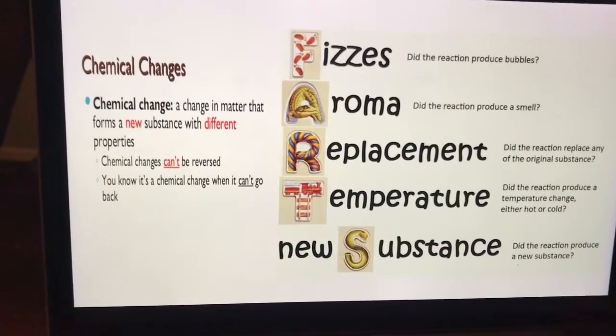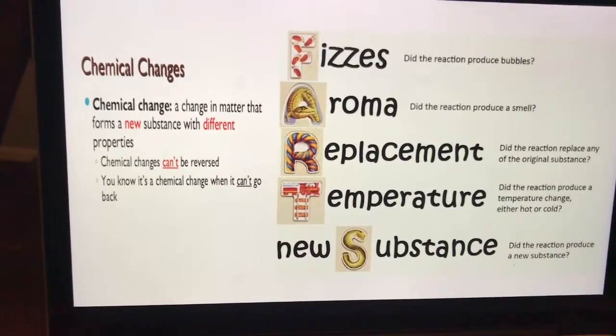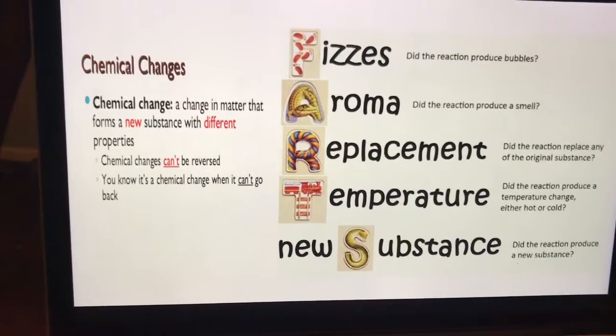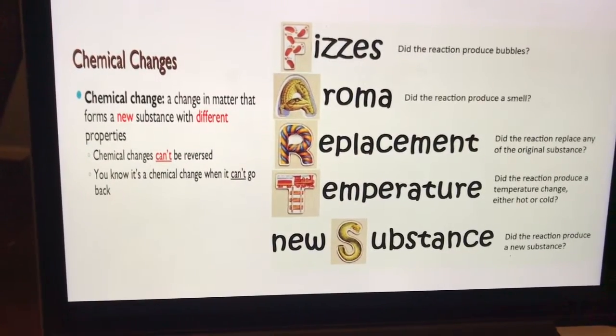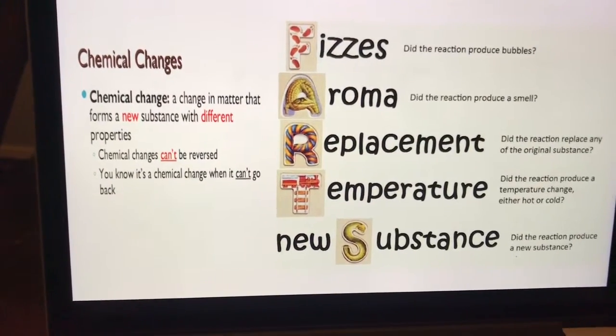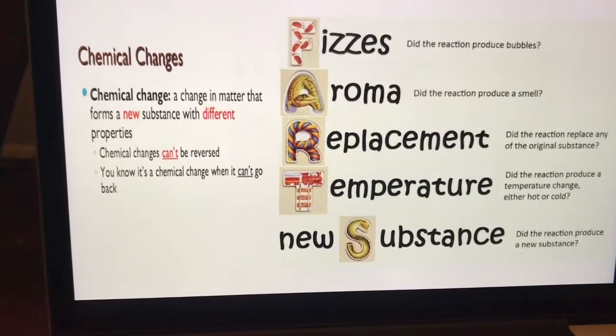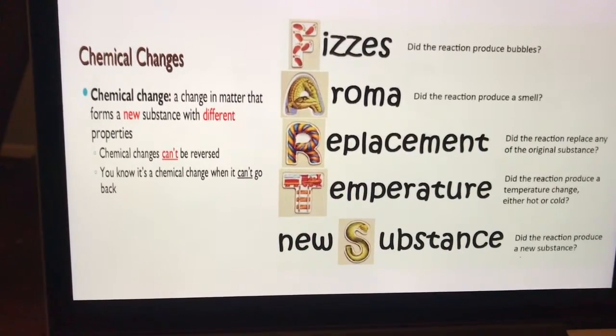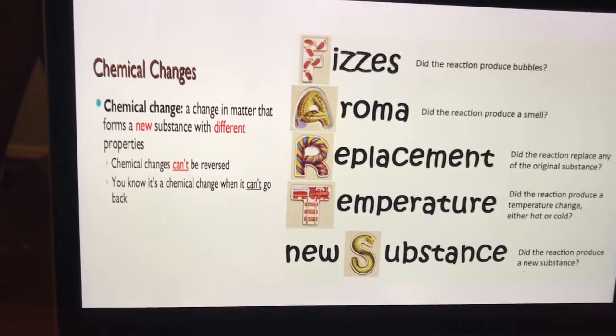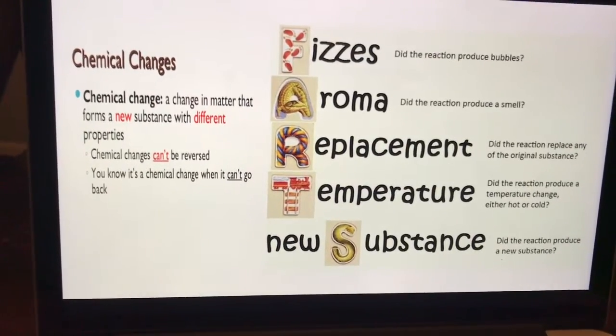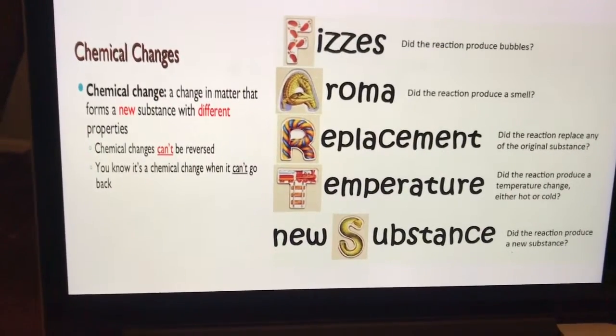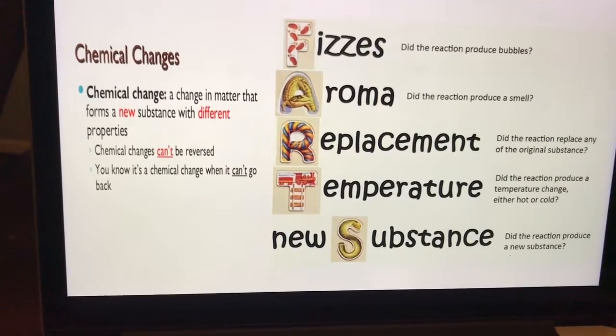So does it fizz? Does the reaction produce bubbles? Is there a new aroma? Did it produce a smell? Replacement, did the reaction replace any of the original substances? Temperature, did it produce a temperature change? Was it hotter or colder? Or a new substance, did the reaction produce a new substance?